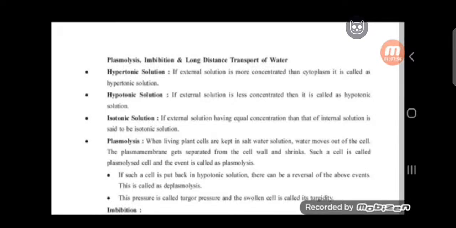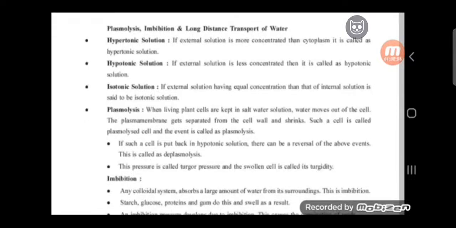I cannot say that they will ask this question only, but I will give you a little bit of an idea of how the questions will be on these topics. Now, the first one is hypertonic solution. If the external solution is more concentrated than the cytoplasm, then we call it hypertonic solution. Next is hypotonic solution. If the external solution is less concentrated, then it is called hypotonic solution. This is the simple way you can remember.